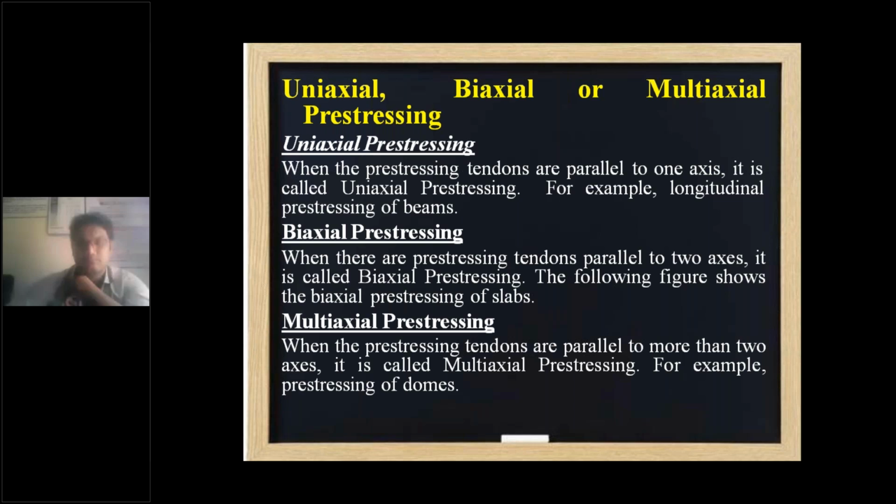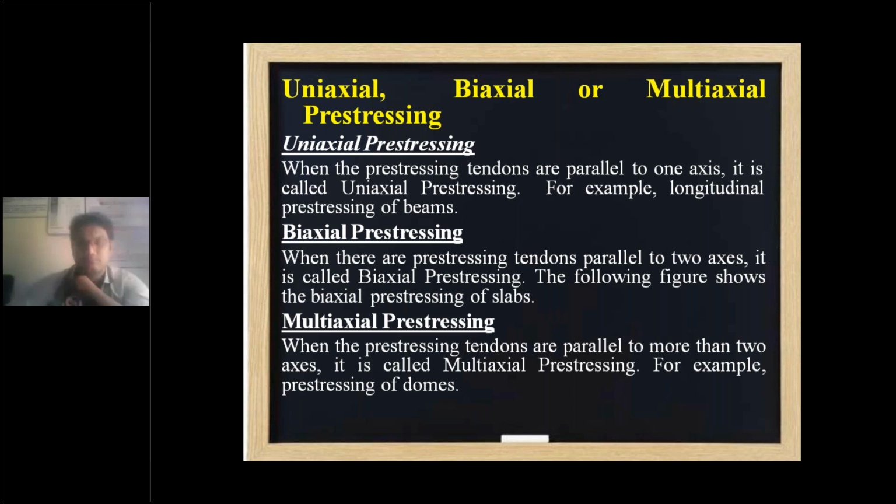Why? Because a slab has a huge width and length, right? So here you are supposed to do biaxial pre-stressing, where the pre-stressing tendons are parallel to two axes. It is not only for one axis. So when the tendons are parallel to two axes, it is called biaxial pre-stressing. The best example is pre-stressing of slabs. Beams or girders, whatever it is, come under uni-axial stressing, and slabs come under biaxial stressing.